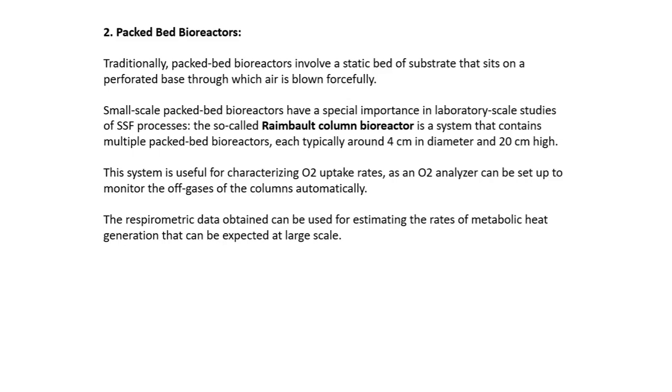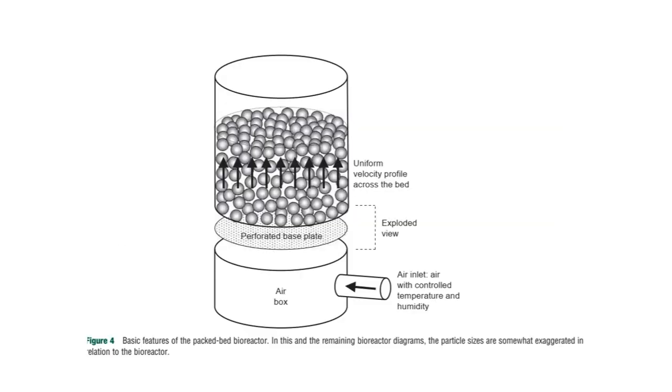The system is useful for characterizing oxygen uptake rate, and an oxygen analyzer can be placed on the fermenter vessel to analyze how much oxygen is coming out and how much oxygen is going inside. The DO probes can be used to analyze how much oxygen is going inside and how much is coming back, that is exhausted. So this is a diagram for that.